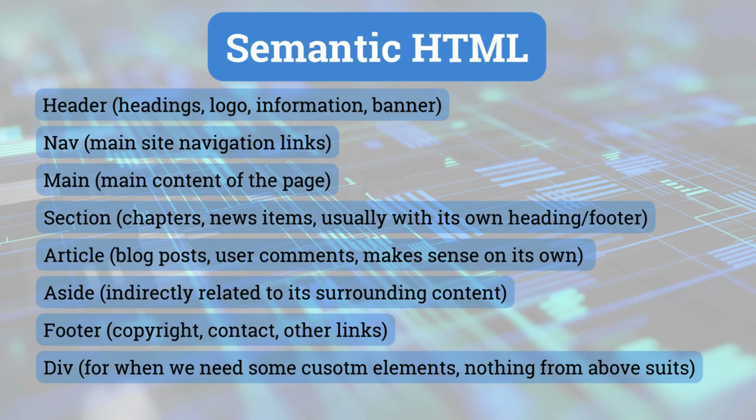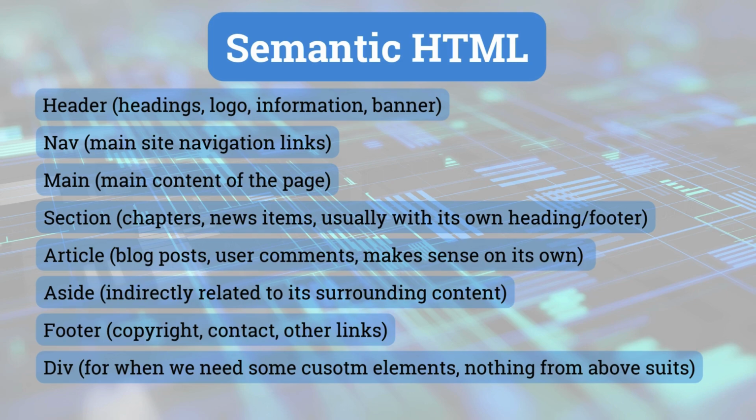There are many elements that we can use for semantic HTML to make our document more understandable on the internet. Some of the main ones we'll use are headers. They contain headings, logos, information, and banners. Nav. This element contains the main site navigation links and not other accessory links. The main element. This is where the main content of the page will be found. When Google sees this, it sees the main content.